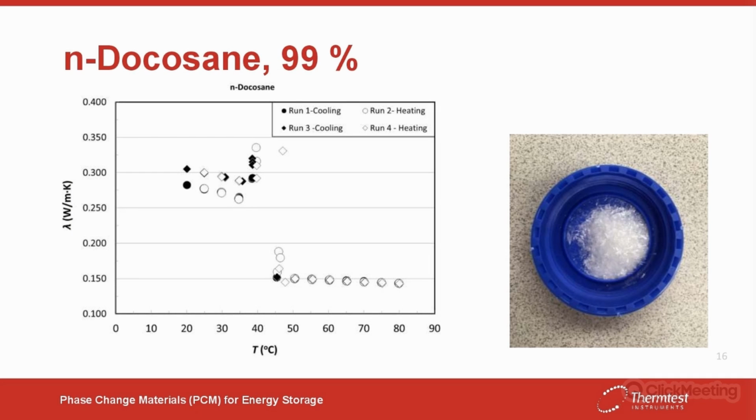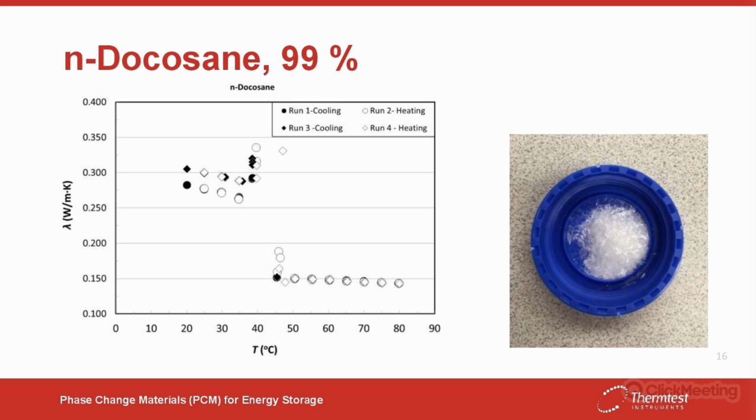I will continue here with some measurements of the PCMs we measure here in the lab. The first one is the N-hexadecane. From the right photo, you can see that at room temperature it's a bit flaky, and from the results we saw that when it's melting it gets different shapes.